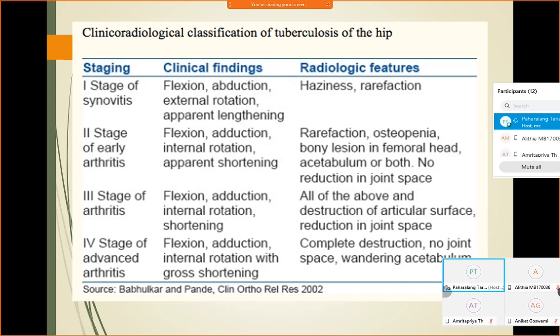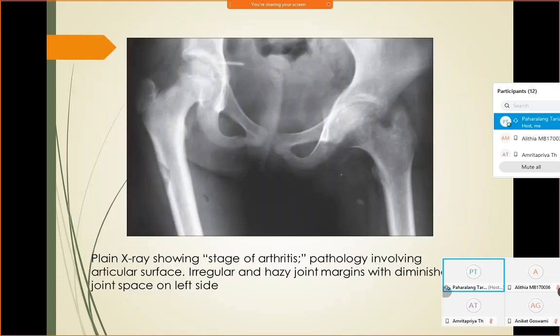Okay, so you remember the 4 stages: stages of synovitis, early arthritis, active stage, and the advanced arthritis. So you remember these stages 1, 2, 3, 4, and this will basically help you to go about how to treat. Okay, so this X-ray shows a stage of arthritis. All right, so the right hip you can make out now. All right, the joint becomes hazy. The joint space, if you compare, becomes diminished. Okay, on the left side.